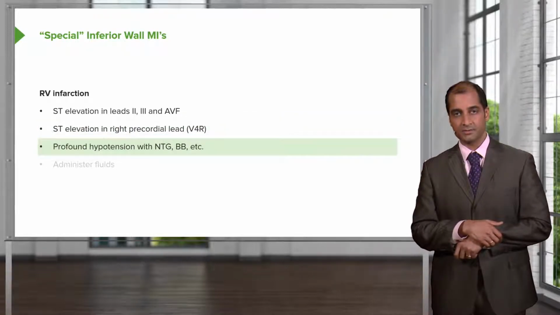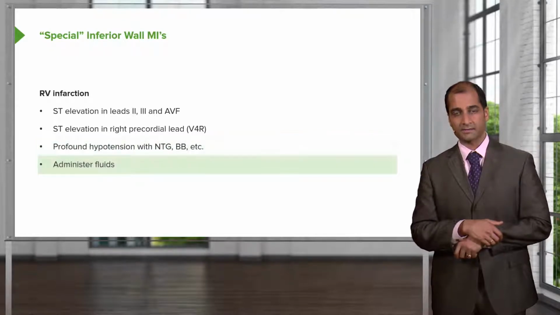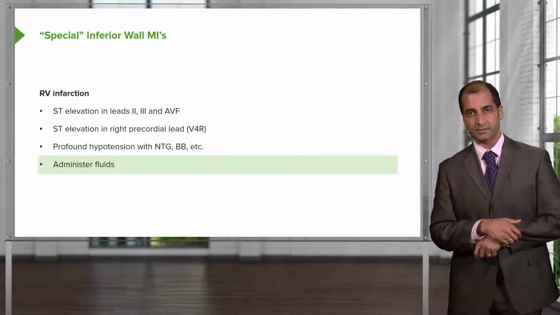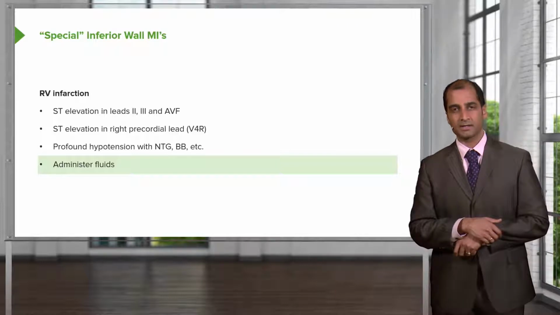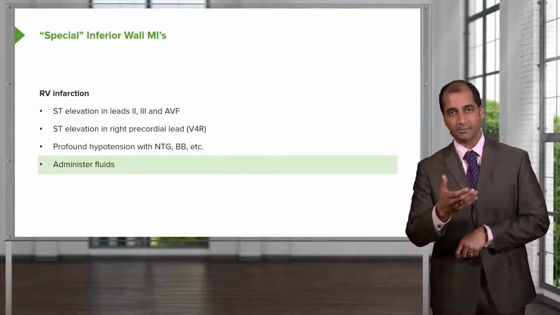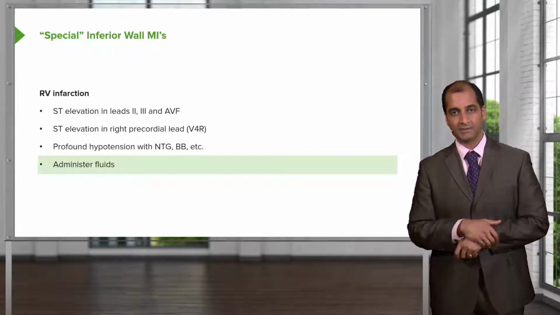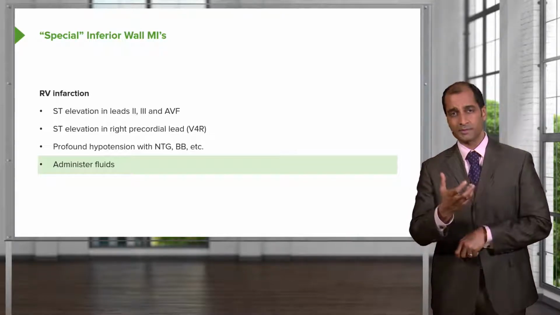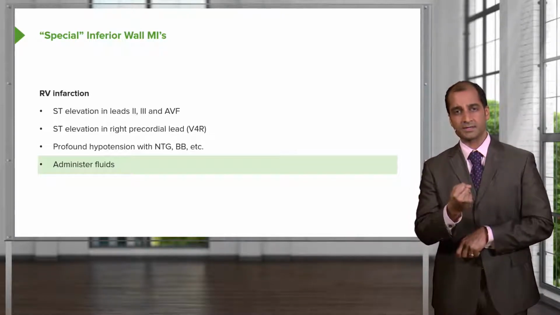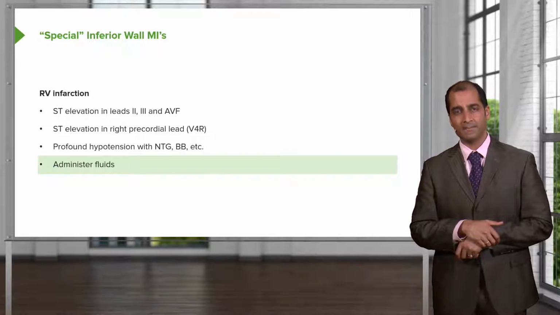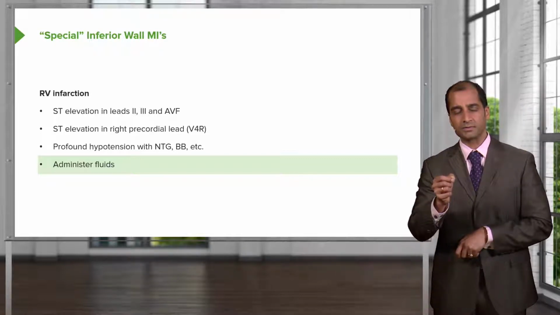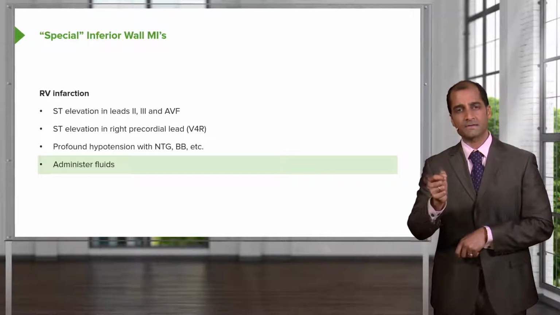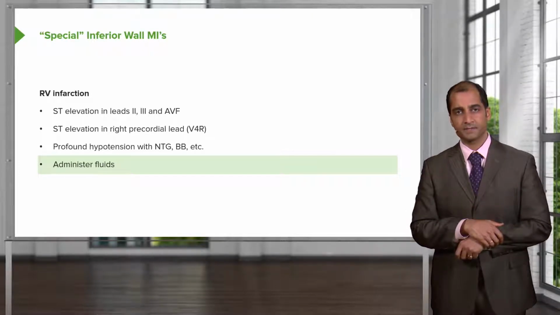Profound hypotension with nitroglycerin, beta blockers, and administer fluids to your patient. Right ventricular infarction: you're worried about your patient not having proper output. And hypotension, meaning to say, what are you doing? You're causing preload to be decreased, resulting in profound hypotension because the right ventricle isn't working properly. Look for those types of clues in which you know your patient is suffering from RVI.